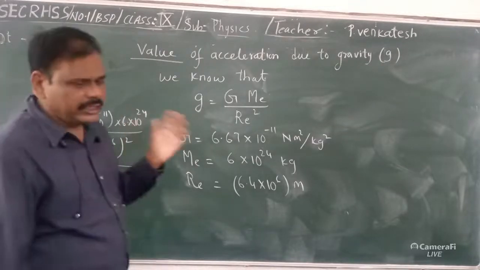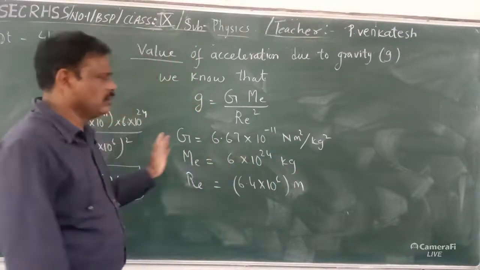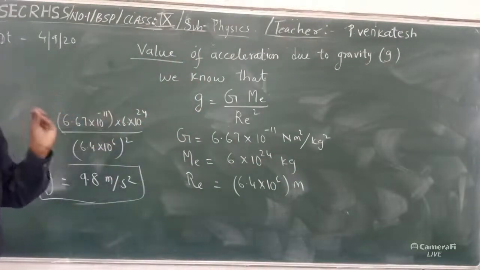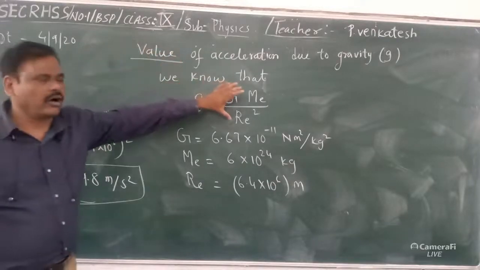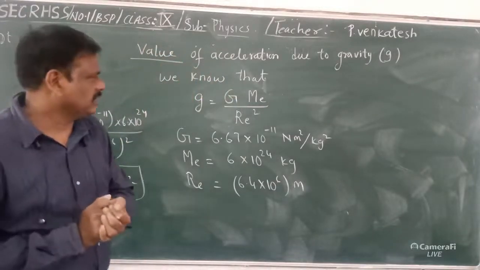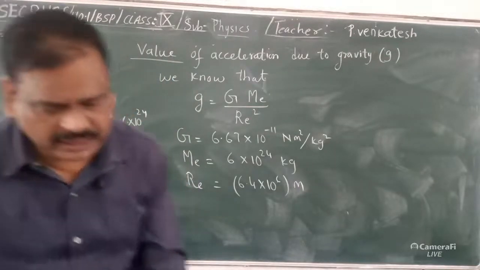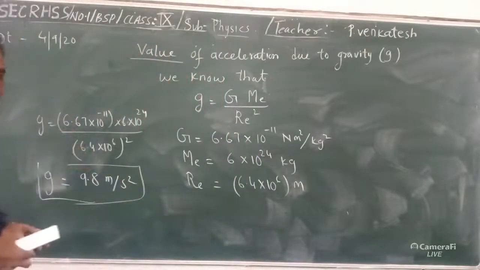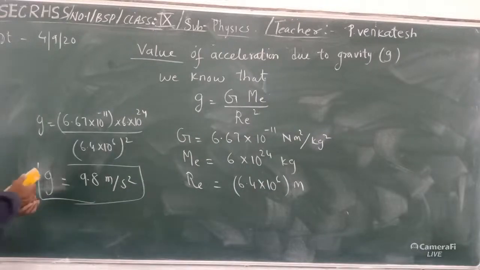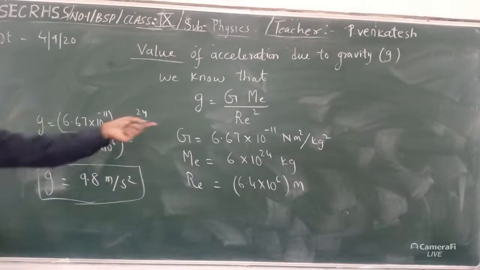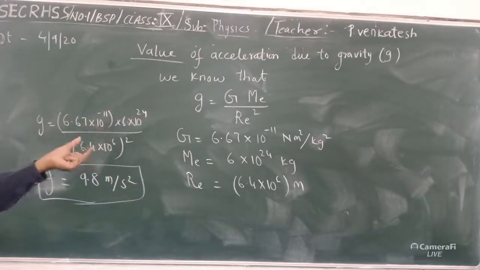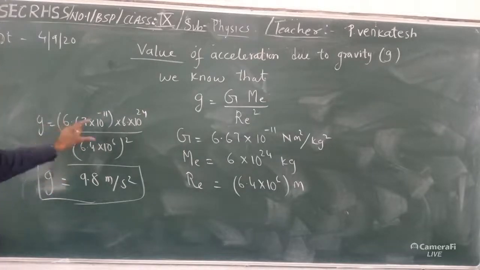Okay? Now it is up to you. You are in class 9, no need to convert all this. Just remember how to find the value of acceleration, how we got this value 9.8 meter per second square. Okay? If you want, you can take down, because in higher classes in physics, you will learn all this. So, just remember that after calculating this one, you get 9.8 meter per second square.